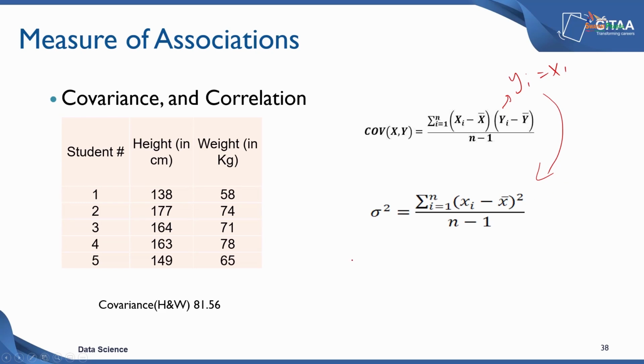So let's look at what happens if we use this computation and get a covariance value between height and weight. We will get a value of 81.56. Now again, we have some similar difficulties that we had in computing variance. Over there we had a large number, and here we are getting a number like 81.56, and we have no clue about how to interpret this number.